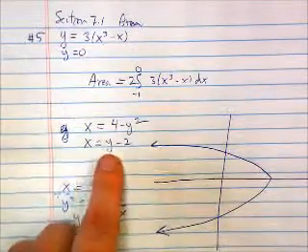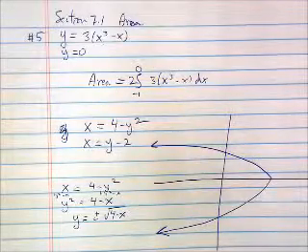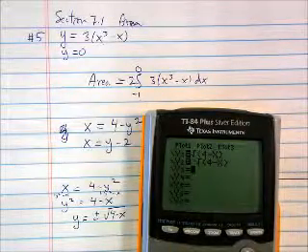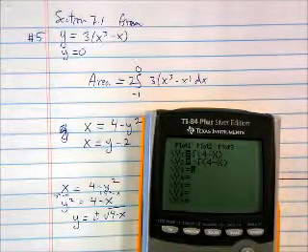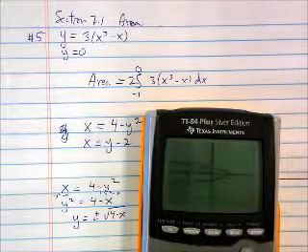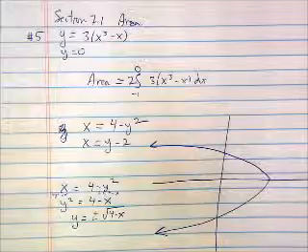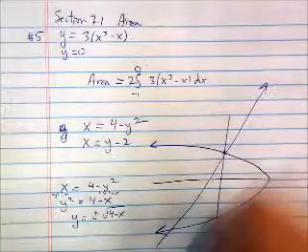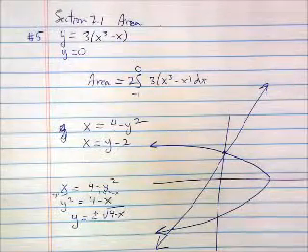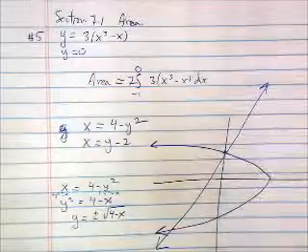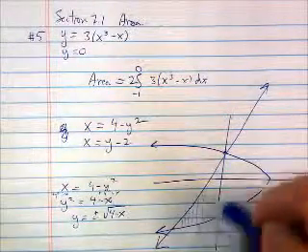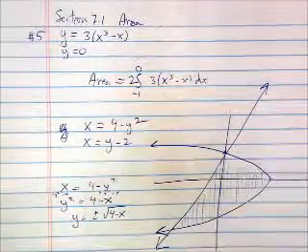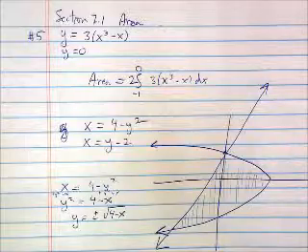What does x equals y minus 2 look like? That's a line. Y equals x plus 2. Looks like that. And they meet right there, and they meet down there somewhere. All right, so I want to find this area, the area in between all those graphs. What do I do?